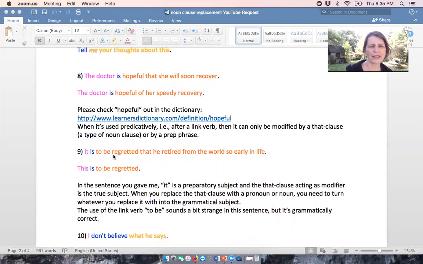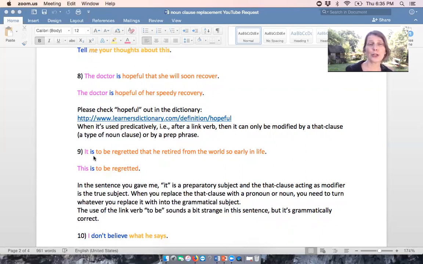It is to be regretted that he retired from the world so early. Now, here is something interesting. It is a preparatory subject. Sometimes we have empty subjects and sometimes we have preparatory subjects. When I say it's 5 o'clock, some people call that it a situational subject or an empty subject. Or when we say it's raining, that's an empty subject or a situational subject. The it is simply a grammatical subject because rain needs a subject, but there's no person creating the rain.